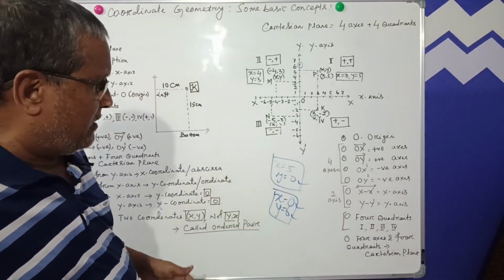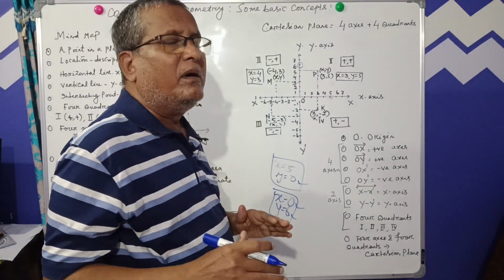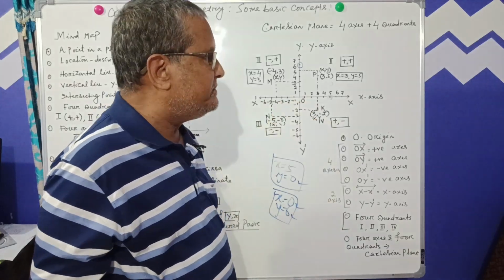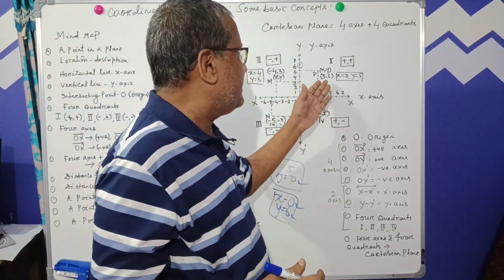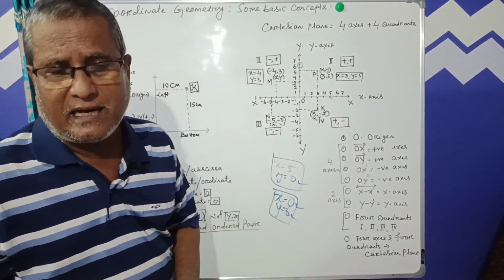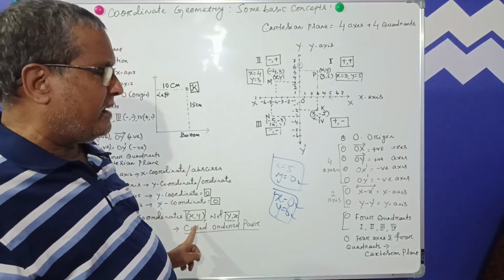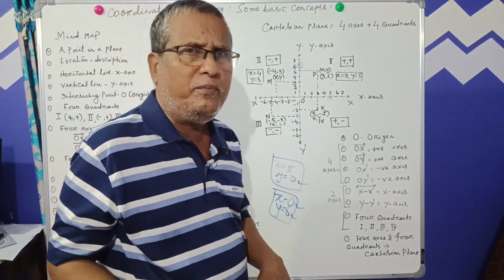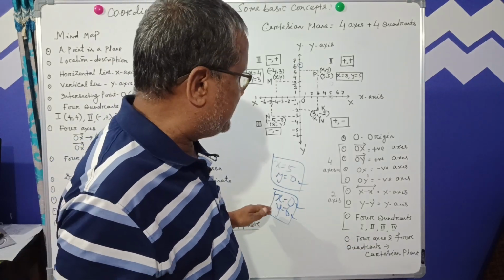So, hope you have understood some basic concepts of coordinate geometry: the Cartesian plane, the coordinates and axes, the quadrants, and locating a point in different quadrants. A point in a plane can be described by two coordinates, the x coordinate and y coordinate. That is called an ordered pair. We write x, y, not y, x. Hope you have understood the basic concepts we discussed here.